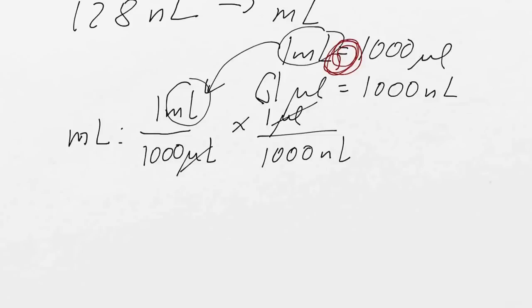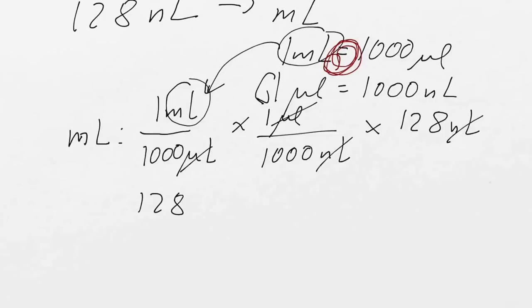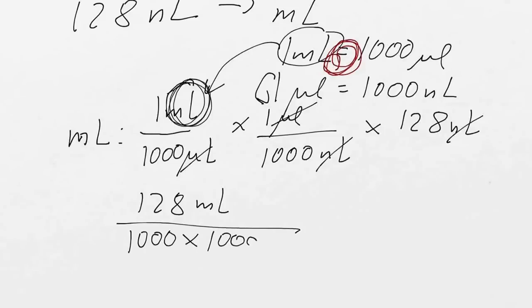So I have got milliliter here, but I've got the nanoliter down here. I don't want the nanoliters. So I just simply say 128 nanoliters. And you see, the units cancel each other out again. So what I have is 128 milliliter. That's the unit that's left here. That's the unit that I want, divided by 1,000 times 1,000. Does that make sense?